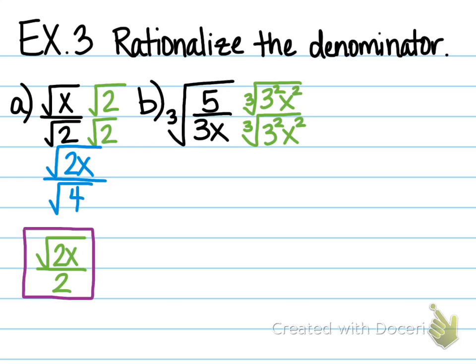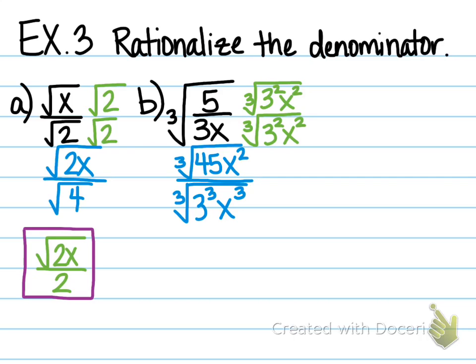So on the top, you just multiply the numbers underneath the radical. Okay, so on the top, I'm going to multiply 5 times 3 squared x squared. So 5 times 3 squared is 5 times 9, which is going to be the cubed root of 45x squared. Okay, now for the bottom. 3x times 3 squared x squared is going to give you the cubed root of 3 cubed x cubed, which is what I wanted on the bottom so that that cube root will cancel out.